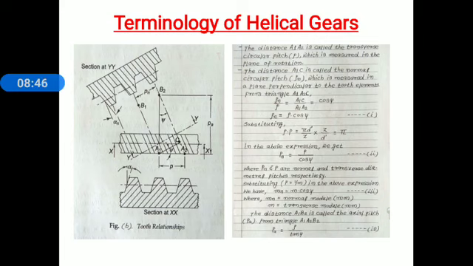See expression number 1, normal circular pitch is equal to transverse circular pitch into cos psi. Expression number 2, normal diametral pitch is equal to transverse diametral pitch divided by cos psi.